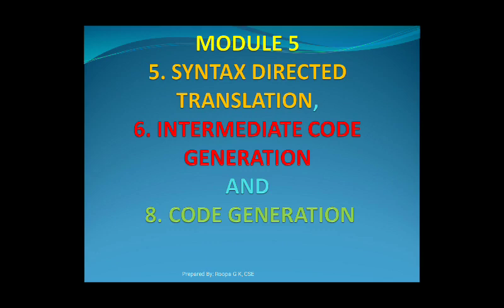In modules 3 and 4, we have studied the first three phases of the compiler, that is lexical analysis, syntax analysis as well as semantic analysis. So the last module, that is the last part of compiler design, module 5, covers intermediate code generation, code optimization and code generation. So in this module there are 5 chapters we need to discuss.